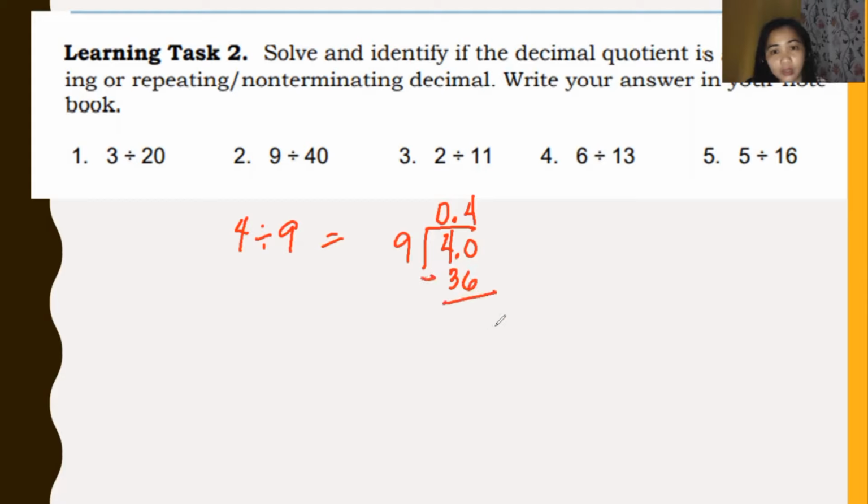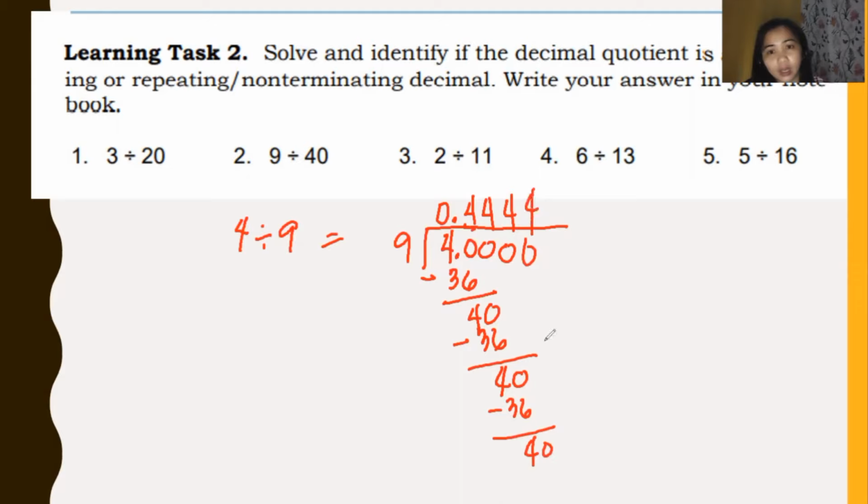40 minus 36 is 4. So we still have 4. Add another 0. 40 divided by 9 is 4. That is 36. Subtract, we have also 4. Add another 0. Bring down 0. 40 divided by 9 is 4. That is 36. So paulit-ulit lang. Ibig sabihin, ang sagot natin ay repeating.